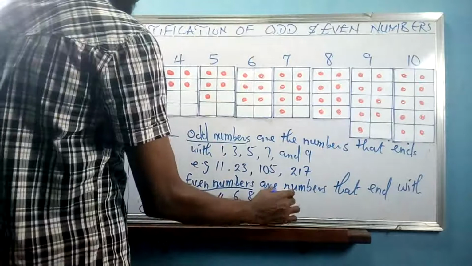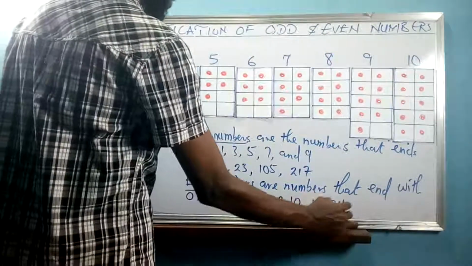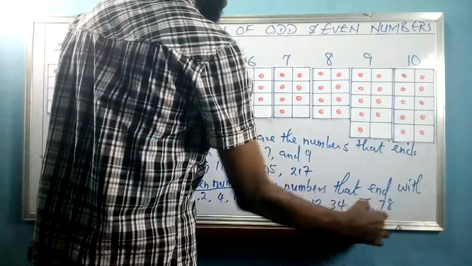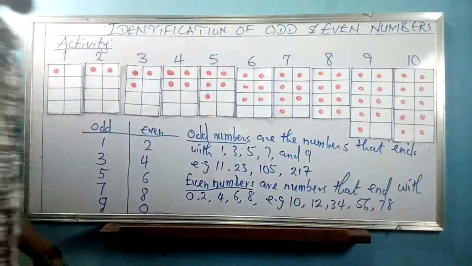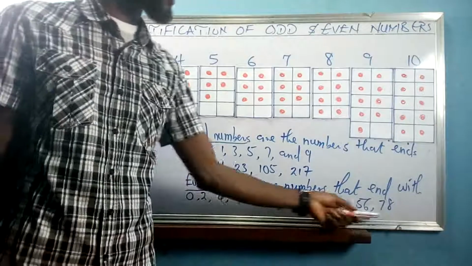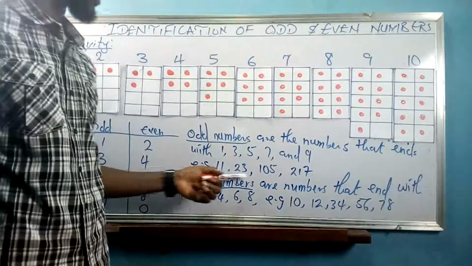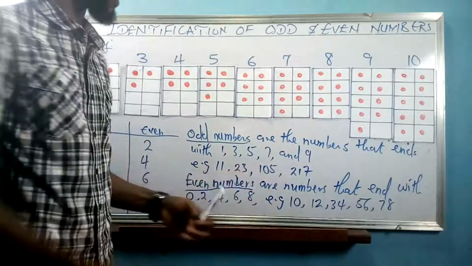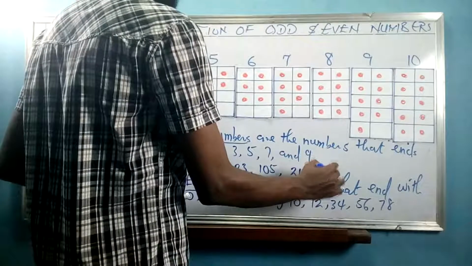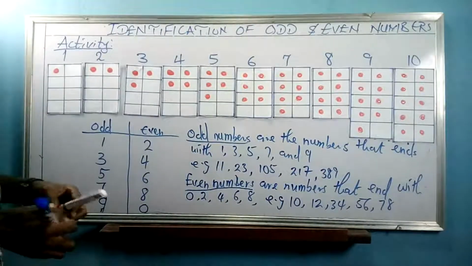Examples: we have 10 as I put earlier, like 12, like 34, like 56, 78, and so on and so forth. So they are all even numbers. Why? Because they end with 0, 2, 4, 6, 8. Do you get that? An odd number ends with 1, 3, 5, 7, and let me put one more number here. That is 389. You get it now. So that is our class.